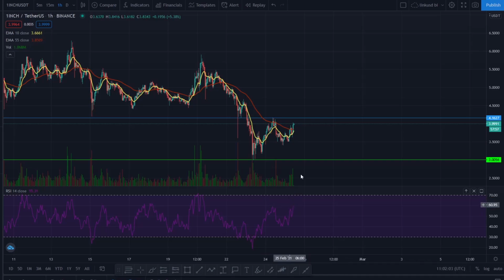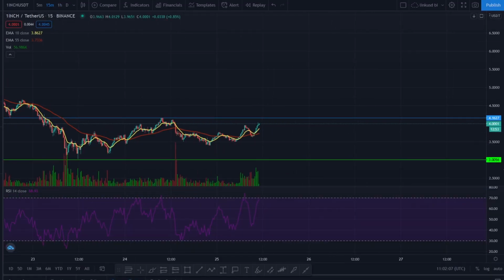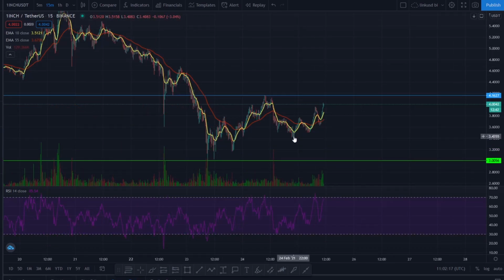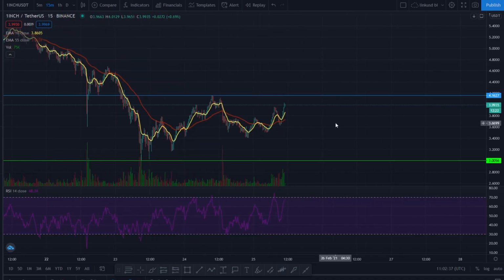I bet if we zoom in on the 15-minute time frame, you can see from this bottom here, this looks quite bullish on 1Inch, because we're doing a lower low, a higher low, a higher low, a higher high, and a higher high. That's very bullish. That's really bullish. So keep an eye on that.